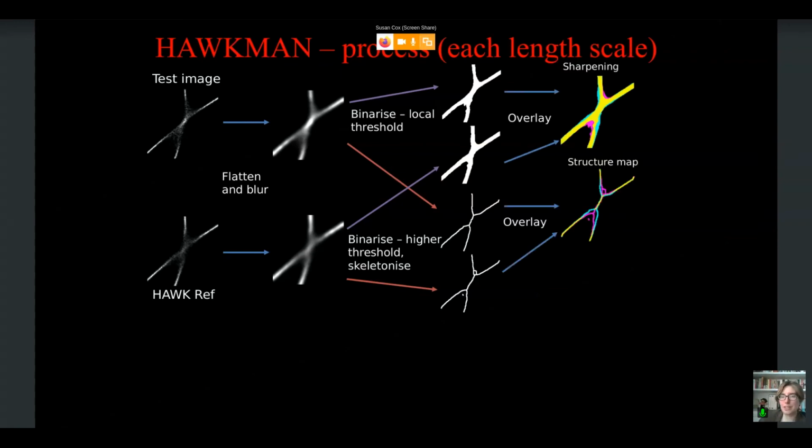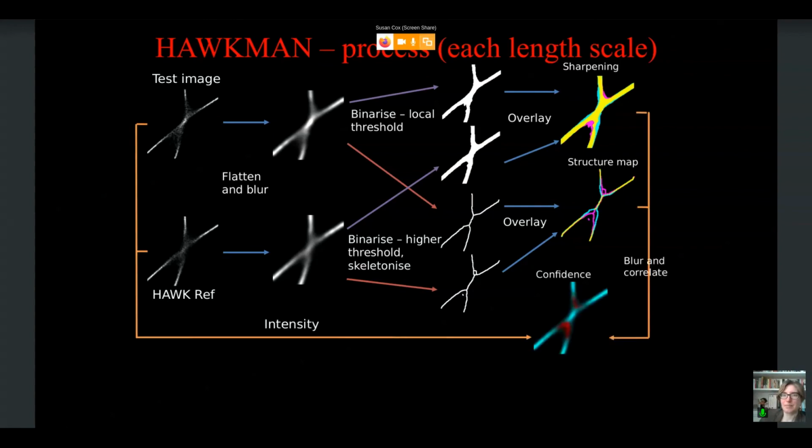So if we look at the overlay, we then get two different types of map, one of which highlights to us here in magenta if we are getting any sharpening, and the second highlights differences in the structure. And if we blur and correlate, we get something that we've termed a confidence map. So we've combined the information in both the sharpening and structure maps to give a confidence map where mismatches are indicated in red here.